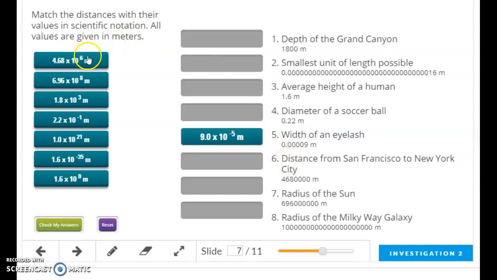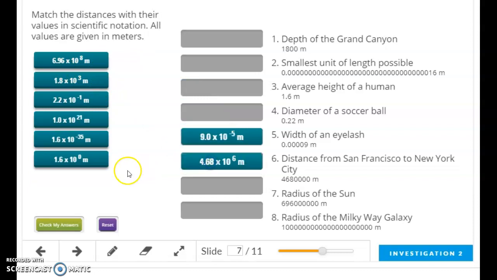Okay, now let's try this one. I have 4.68 times 10 to the 6. It's a positive number, so I'm going to be shifting my decimal to the right by 6 spaces. So let's go look at our numbers over here. There it is. If I were to have the decimal, it's at the end right now, even though it's not visible. If I were to go 1, 2, 3, 4, 5, 6, I would have this number right here. So this is the correct answer to number 6.